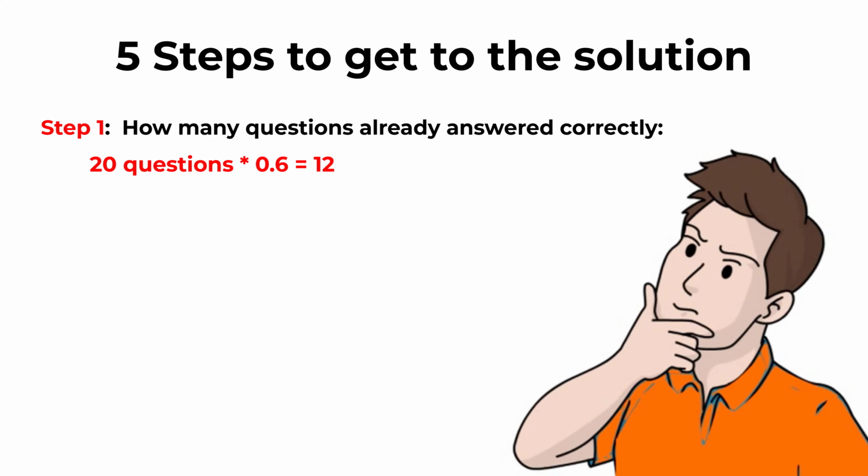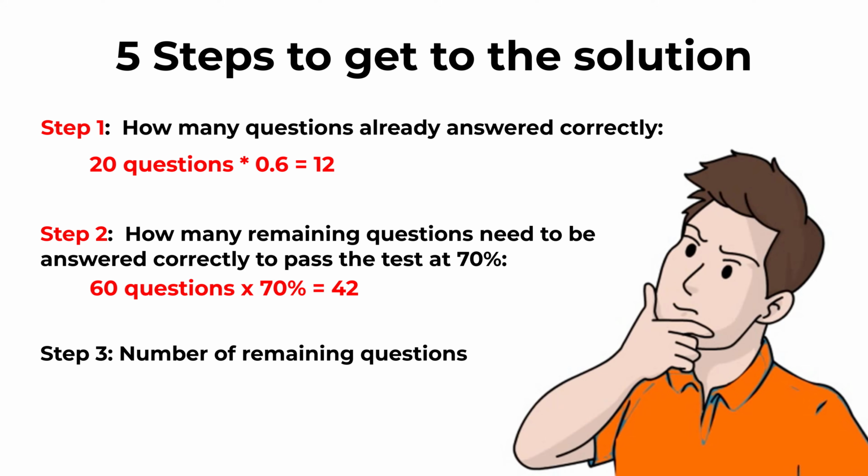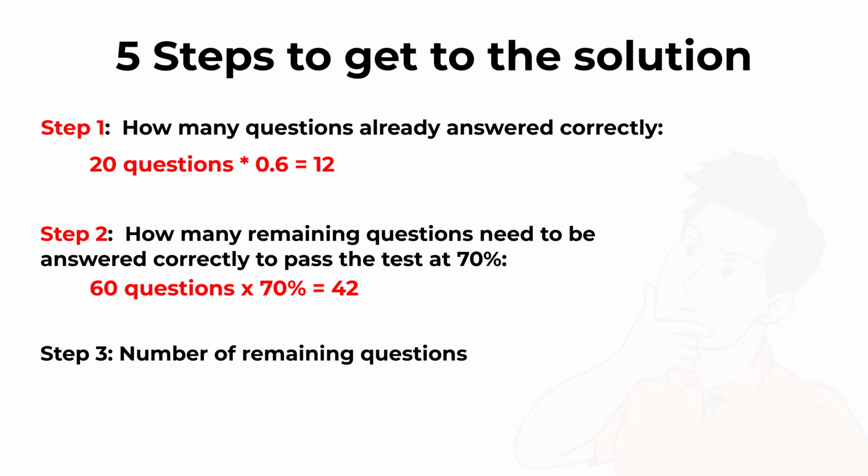In the next phase, we need to determine how many questions need to be answered correctly in total to pass the test at a 70% rate. So if there are 60 questions total on the test and we need to pass it at a 70% rate, we get 42 questions that need to be answered correctly to get a passing rate of 70%. In the next phase, we need to calculate how many questions remain in the test. To do this, we subtract 20 from 60, and it tells us that 40 questions are still remaining.